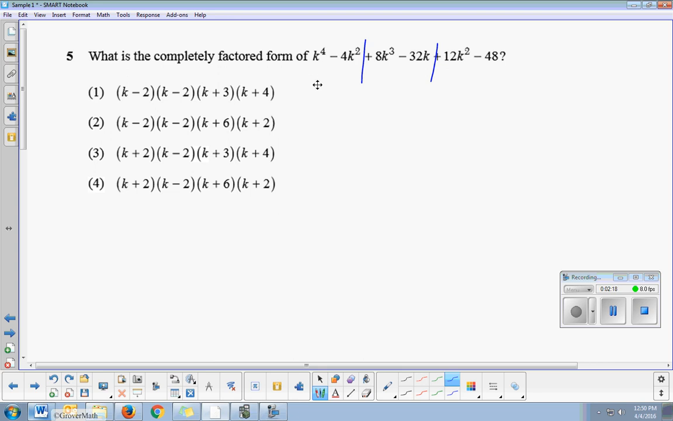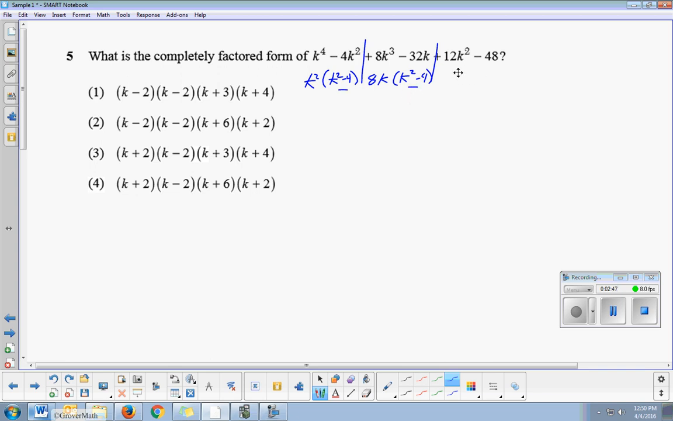So here, I can factor out a k squared, and I'm left with k squared minus 4. Out of the 8k and the negative 32k, I have in common 8k, because 8 times 4 is 32. We could also take out a k here, because they both have k, and what's left over would be k squared minus 4. And right there, you say, oh wait a minute, I got k squared minus 4 and k squared minus 4.